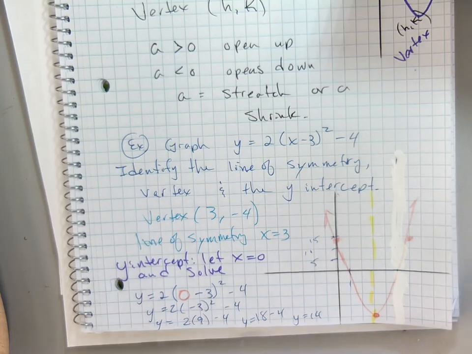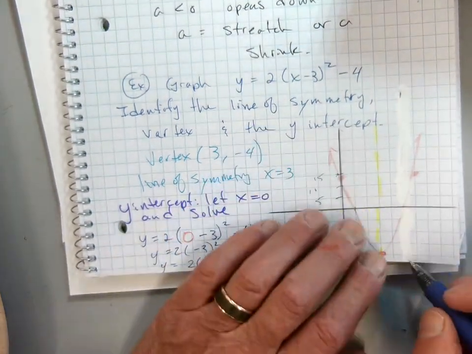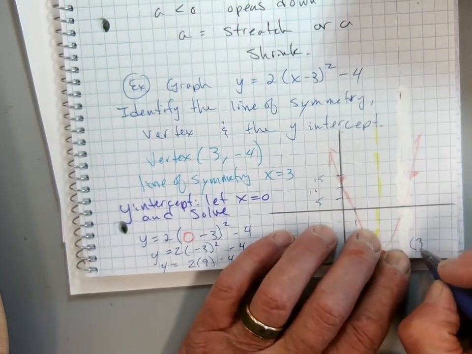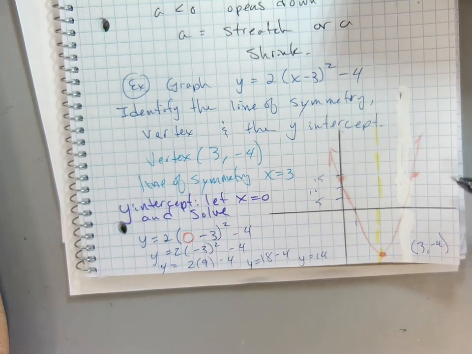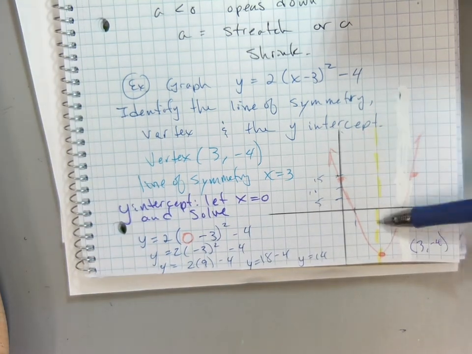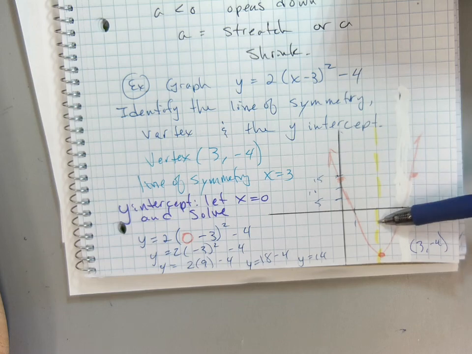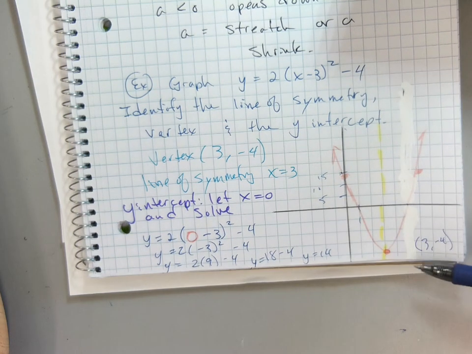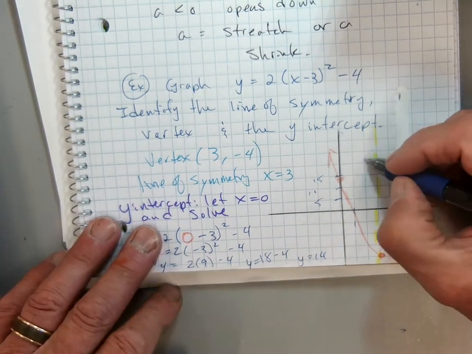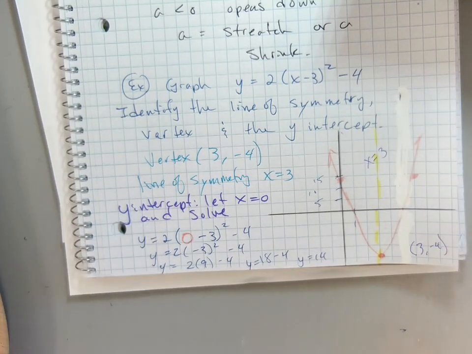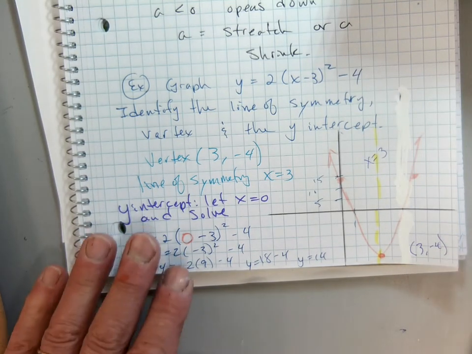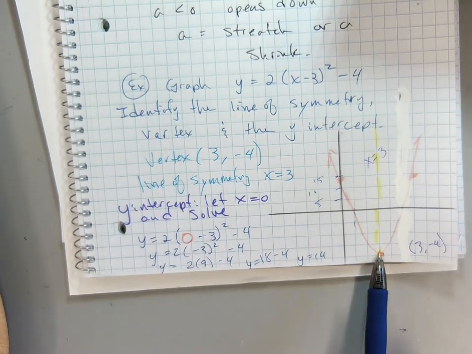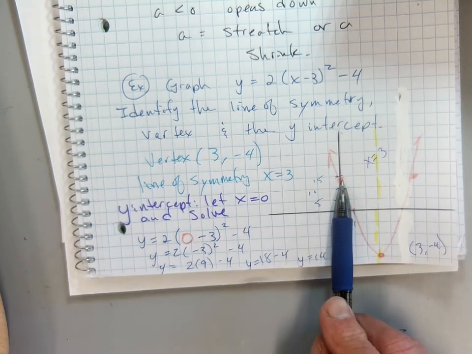And now the line of symmetry. There's my vertex, at the point 3, negative 4. Now my line of symmetry has to go right through the middle, which means it goes right through the vertex. So the line of symmetry is at x equals 3. Okay? Now we need 3 points, always 3 points. So I only have 1 point, but to get the other points, first I want the y-intercept.